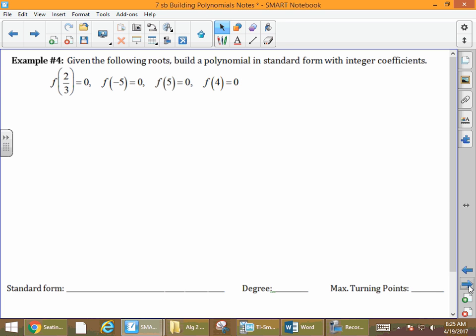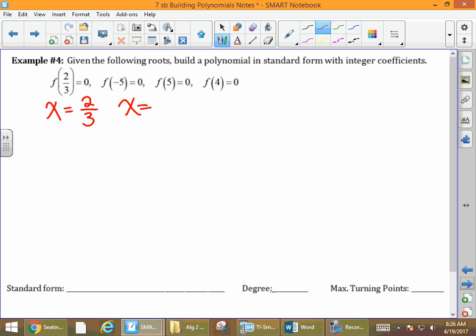But all we have to do is this. We need to know what that means. And as I look back here, what this means is x equals 2/3. It's called a zero of the function because the y value is always 0. But f of 2/3 equals 0 is the same thing as x equals 2/3. F of -5 equals 0 is x equals -5. F of +5 equals 0 means x is +5. And f of 4 equals 0 means the same thing as x equals 4.